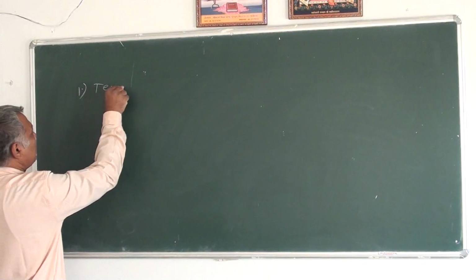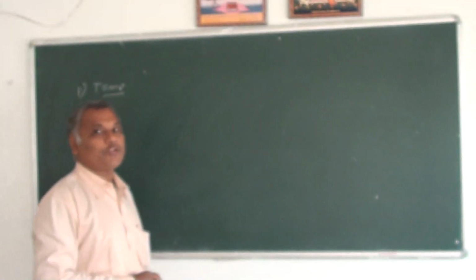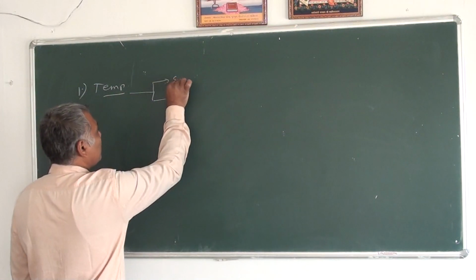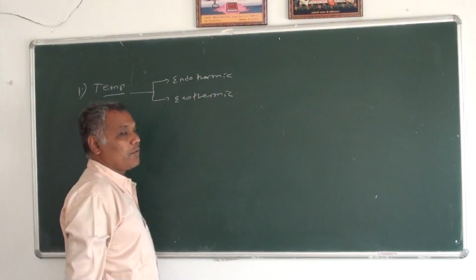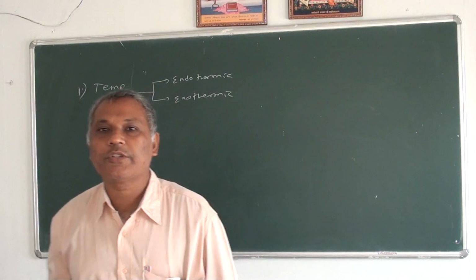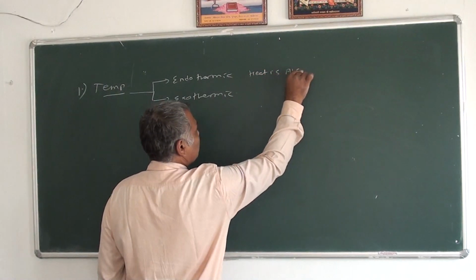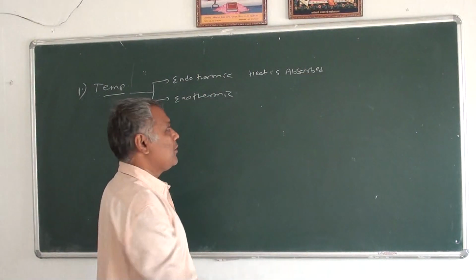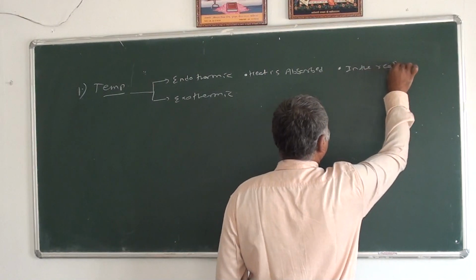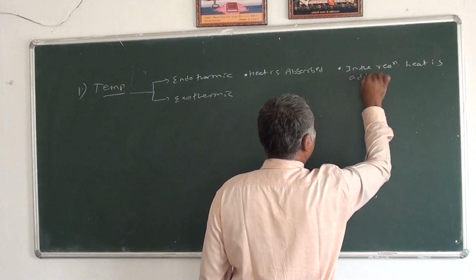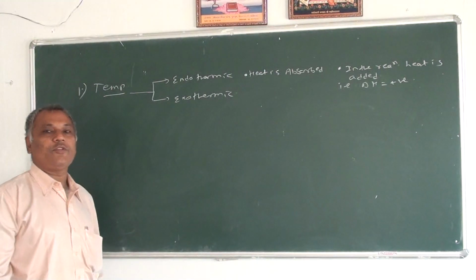We'll take temperature. The effect of temperature. Now, when you are going in for the effect of temperature, you will have to recognize whether the given reaction is endothermic or exothermic. The very first thing is that the reaction should be known to us, whether it's endothermic or exothermic. In an endothermic reaction, heat is absorbed. That means in the reaction heat is added, that is, delta H is positive. The value of delta H will be positive.